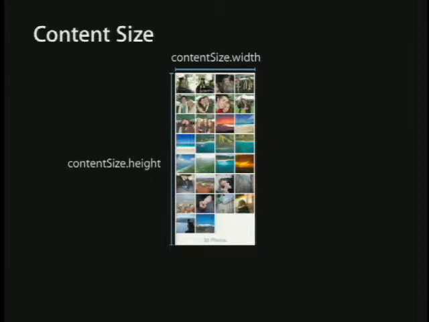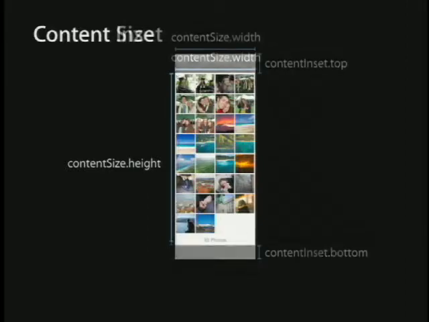Content size, now it's a property on UI scroll view, and it's a CG size, which is one of those structures defined by core graphics that we talked about earlier. So that defines the width and height of your scrollable content. But there may be cases where you want to add some extra area that can be scrolled above and below. And you could do that just by extending the content size.